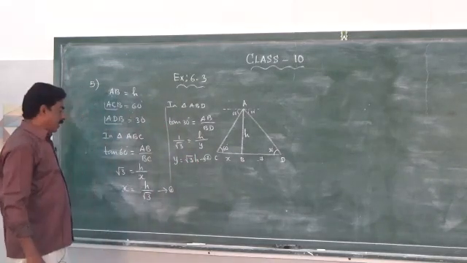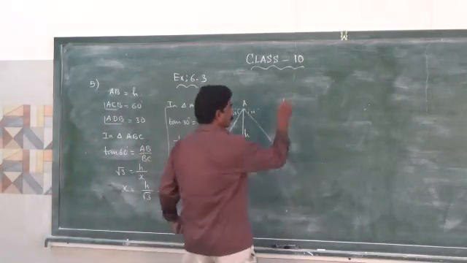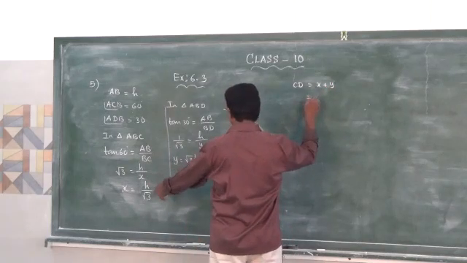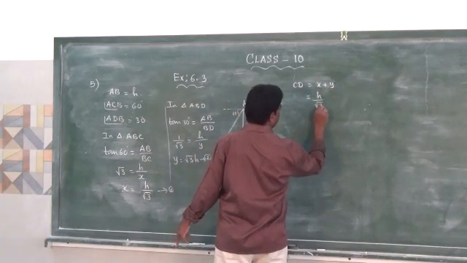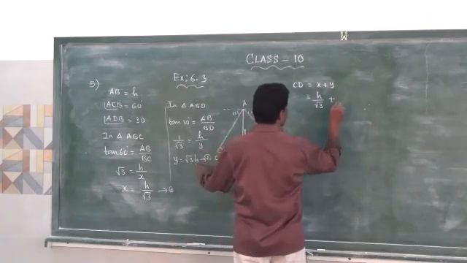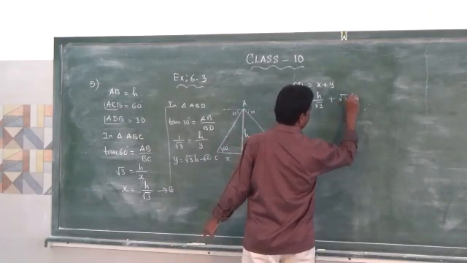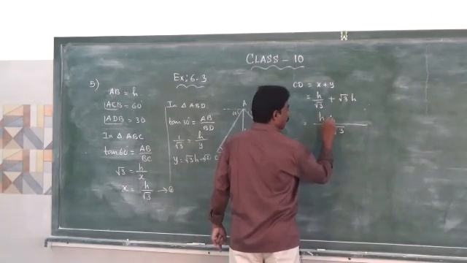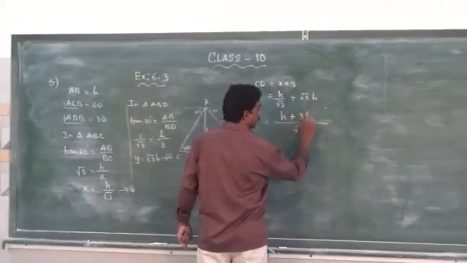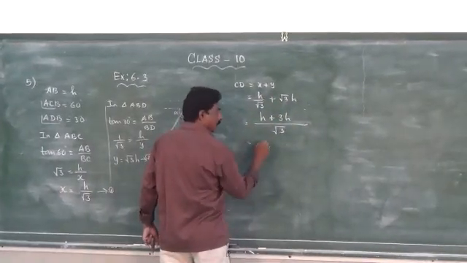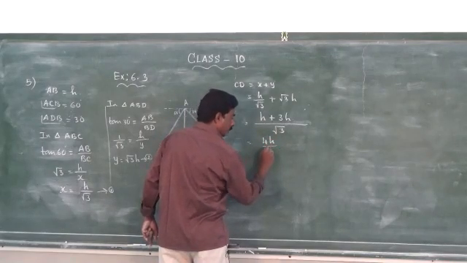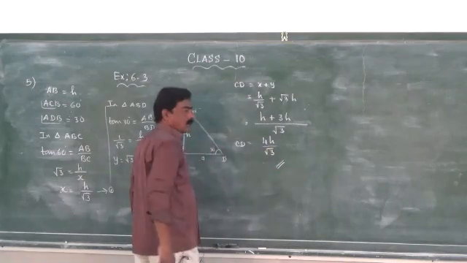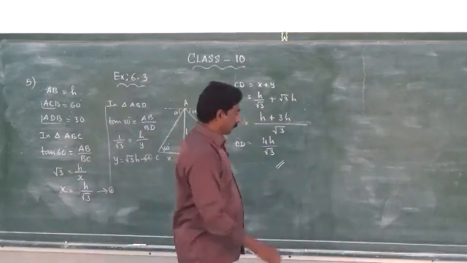Now what is CD? CD is x plus y. Therefore CD is equal to x plus y. What is x? h by root 3. And y is root 3 h. So when you take the LCM, root 3, we get h plus root 3 into root 3 h, which is 3h. That is h plus 3h is 4h, so 4h by root 3. That is CD. So that is what you have to prove. CD is equal to 4h by root 3 meters.